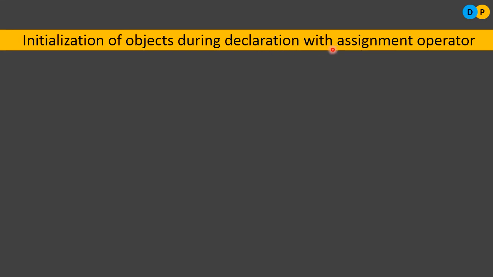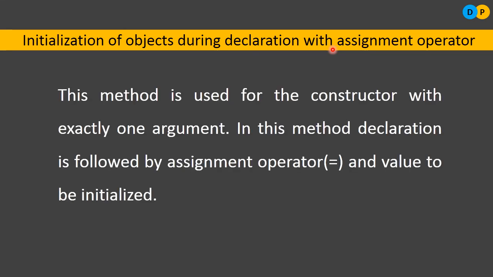Next, initialization of objects during declaration with the assignment operator. Initialization of an object can also be done using the assignment operator. Initialization can be done using explicit call or implicit call. Similarly, the assignment operator can be used, but there is one condition. This third version is applicable only when you have to initialize only one argument. If you want to initialize only one data member with a particular value, then you can work with this method, or else it's not possible. This method is used for a constructor with exactly one argument.